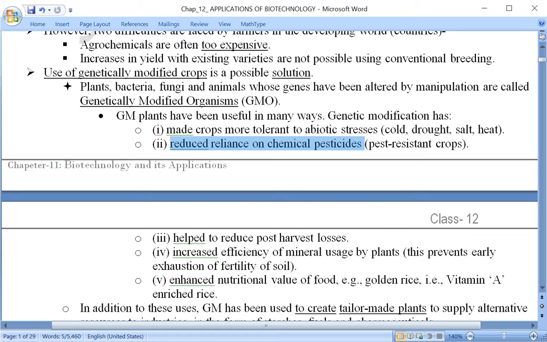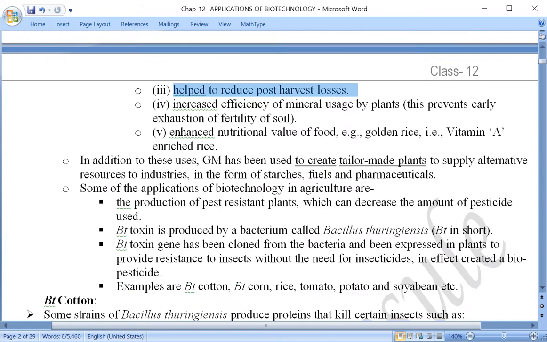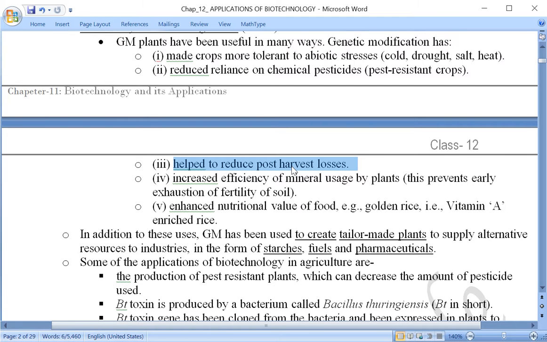The third point is help to reduce post harvest losses. Here we are talking about modification, right? Genetically modified crop plants have helped us to reduce the losses that we have after the harvest has been done. Harvest has been done, and then some or the other environmental conditions do not favor us, and as a result of that, post harvest losses result. But because of the use of genetically modified plants here, post harvest losses have been reduced.